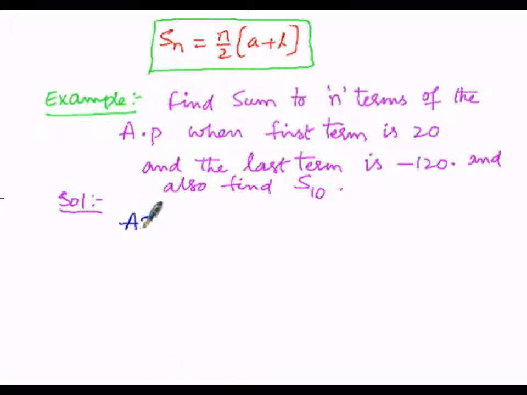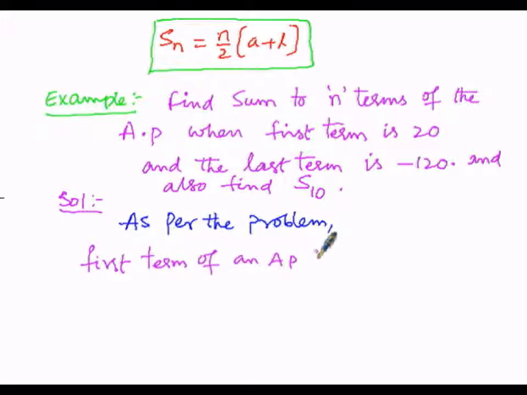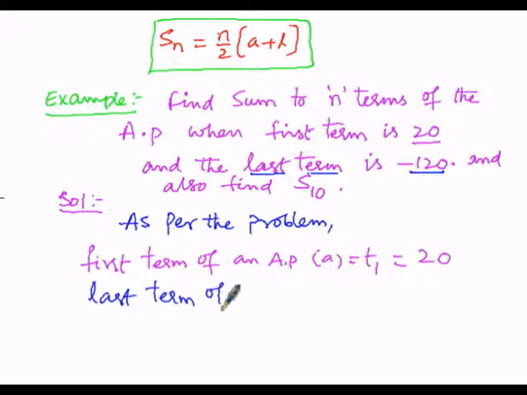As per the problem, the first term of an AP, that is a, which equals T1, is given as 20, whereas the last term of an AP, that is L, which is nothing but the nth term, is given as minus 120. Here we have to find the sum of n terms.